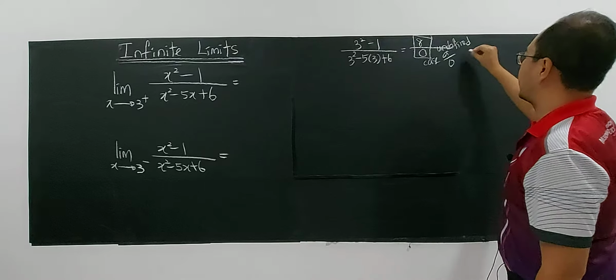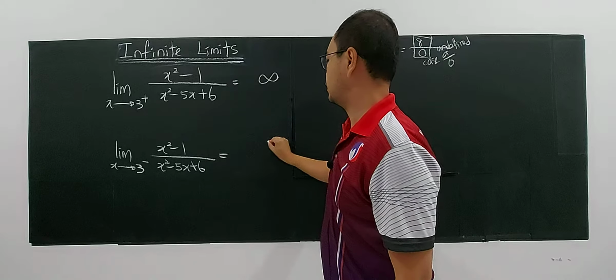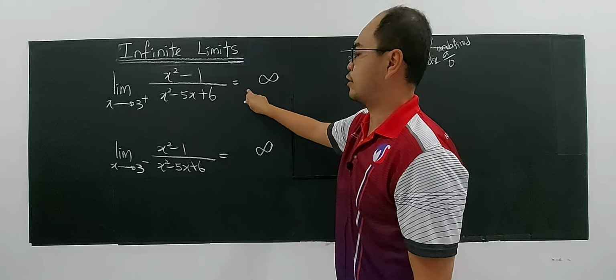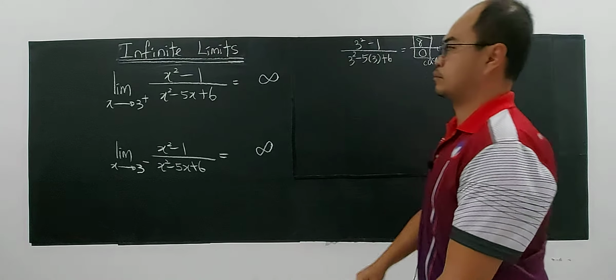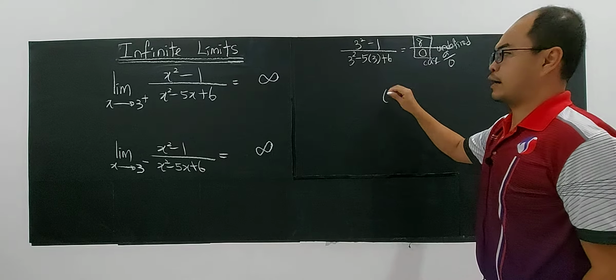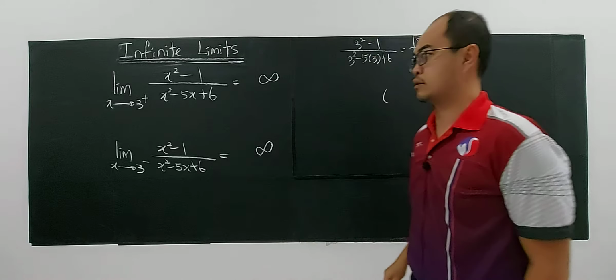So a over 0, the answer for the limit is always infinity. That's all. But the problem here is positive or negative. So as I tell you that, you can straight away write your answer, positive or negative infinity, for this type of case here.